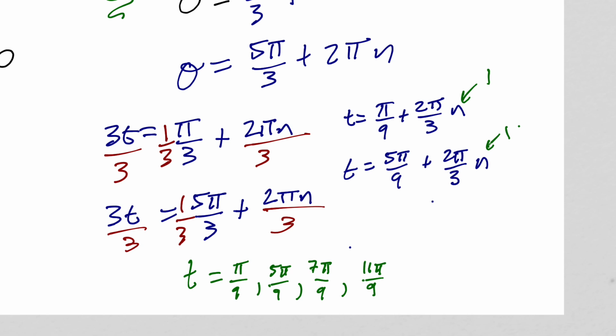Okay, then we go back in, plug in 2 for n. That's 4 pi over 3, which is 12 pi over 9, plus pi over 9 is 13 pi over 9. Still less than 2 pi, right? 18 pi over 9 would be 2 pi. Plug in 2 to the bottom one. 12 pi over 9 plus 5 pi over 9 is 17 pi over 9. Now we're almost at 2 pi. If we plugged in 3, we'd be over 2 pi. So this is our solution set.